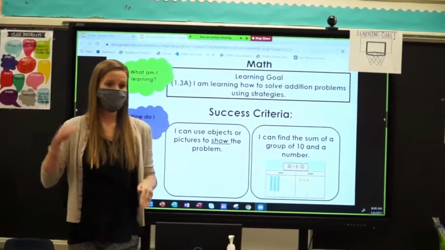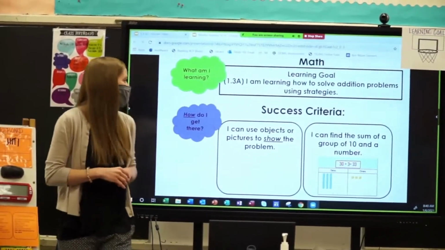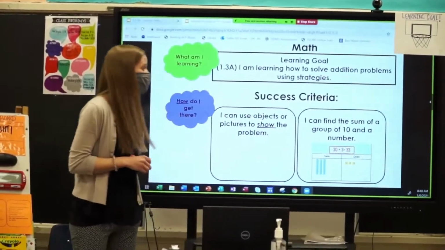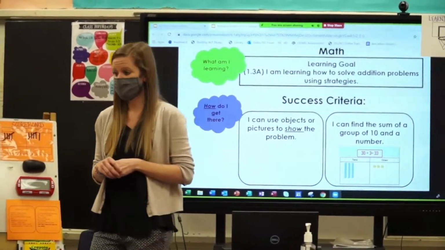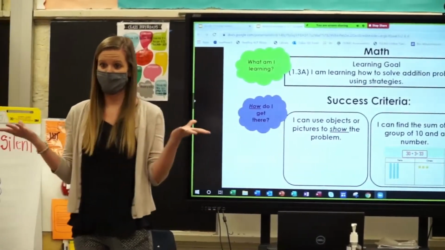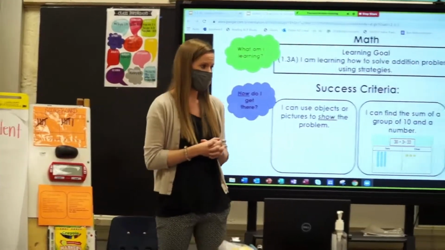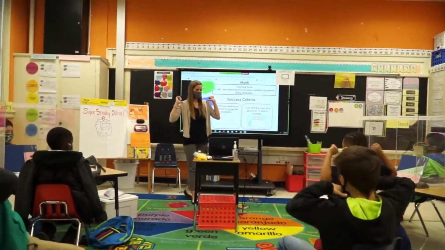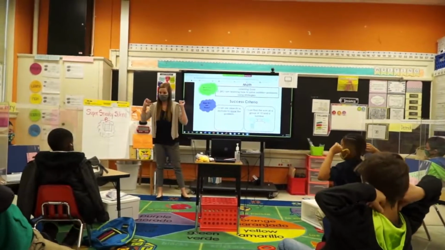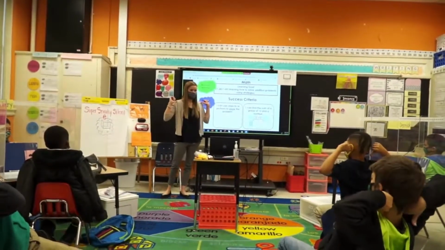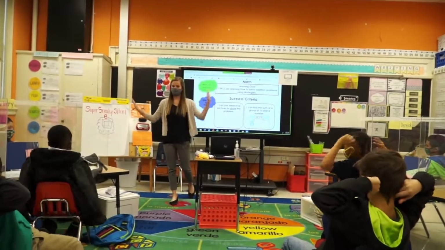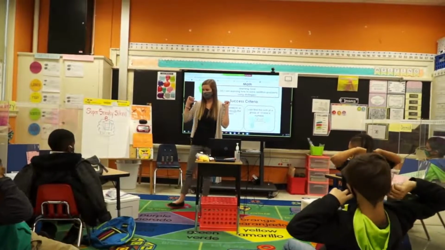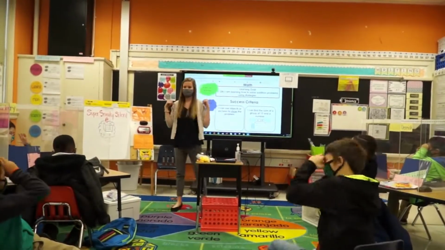Our success criteria, how we're going to get there: I can use objects or pictures to show the problem. I can find the sum of a group of 10 and another number. Ready to rock? I am learning how to solve addition problems using strategies. I can use objects and pictures to show the problem.